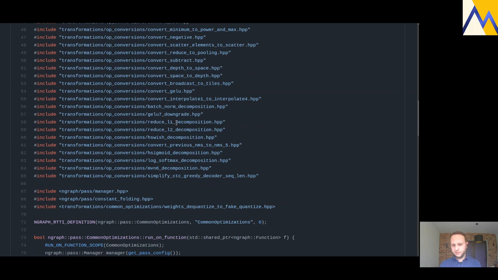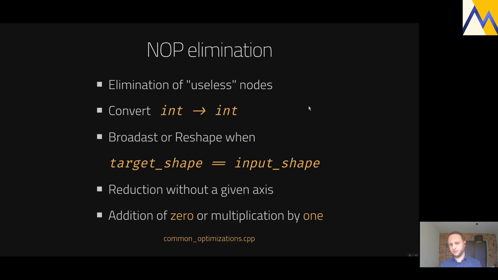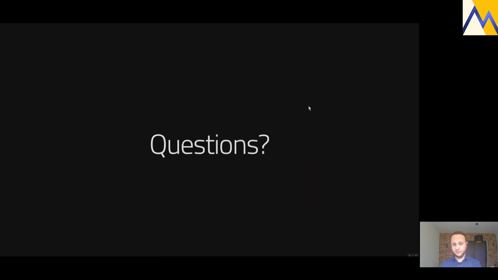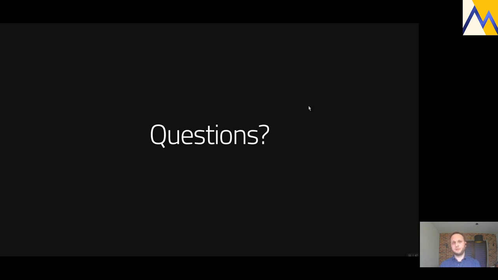There are optimizations called decomposition, and this is actually interesting because if for any reason some hardware cannot execute a single operation in a single kernel, then you can try to decompose it to a subgraph. So basically to a set of operations that do exactly the same thing, probably not as performant, but still functionally this model will be executed. So this is the file that you might want to have a look at if you're interested in more types of optimizations. And now is the time for questions, if there are any.